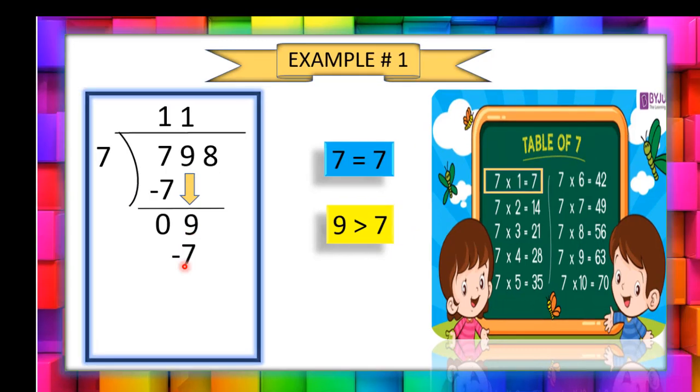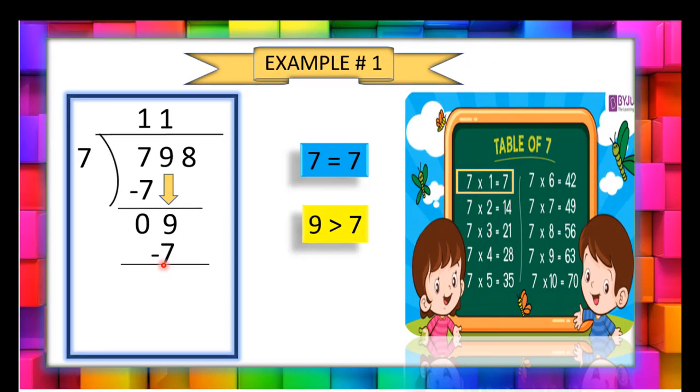7 under 9 in tens column, and then we will subtract 9 and 7 and we will get 2, and 2 we will write in tens column. And you can see here 2 is less than 7. It means that 7 can't divide 2. 2, 7 से less than है और 7, 2 को divide नहीं कर सकता.